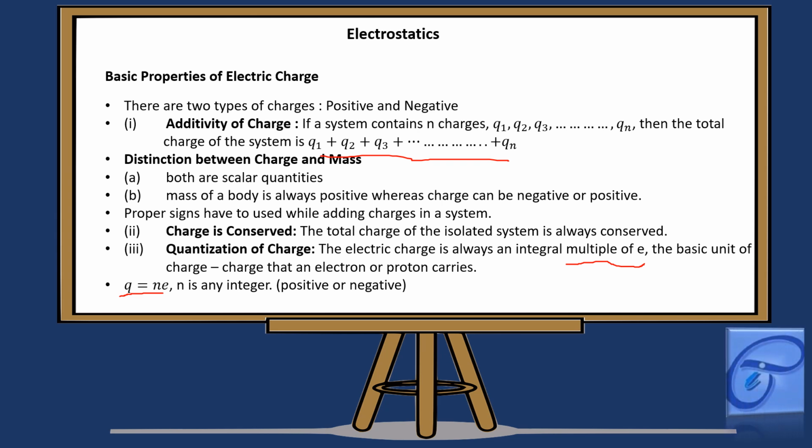So that's all about the basic properties of charges. The three important basic properties are: additivity of charge, total charge is equal to q1 plus q2 plus q3, etc.; second, charge is conserved, total charge can neither be created nor destroyed, or total charge remains constant; and the quantization of charge is the third property. The electric charge is always an integral multiple of the basic unit of charge, that is, e.